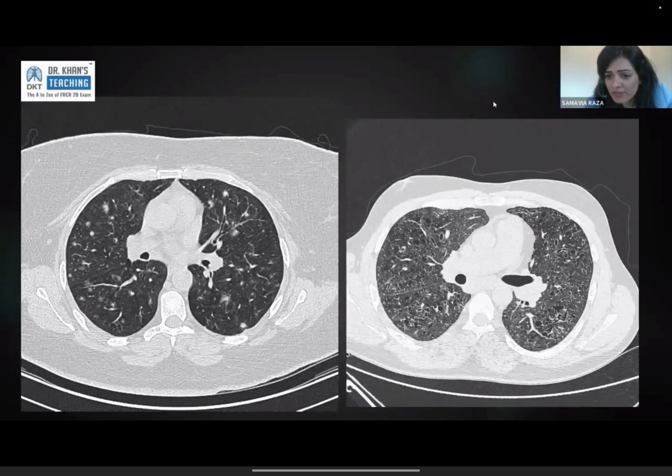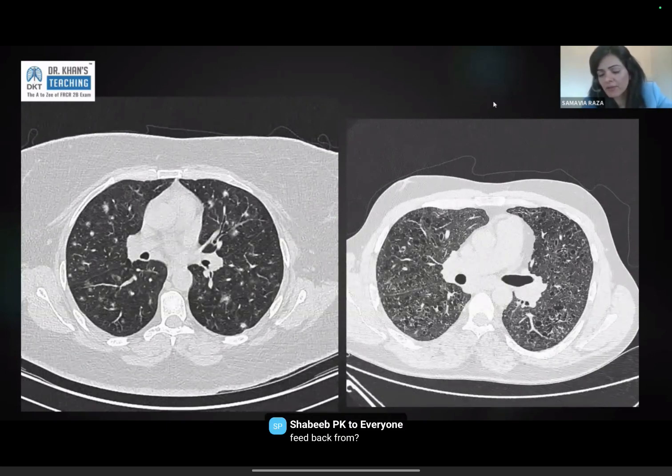Is reticulation the same as interlobular septal thickening? The process is the same. Reticulation just means lines perpendicular along the pleural surface, but it's the same pathology that looks like that.